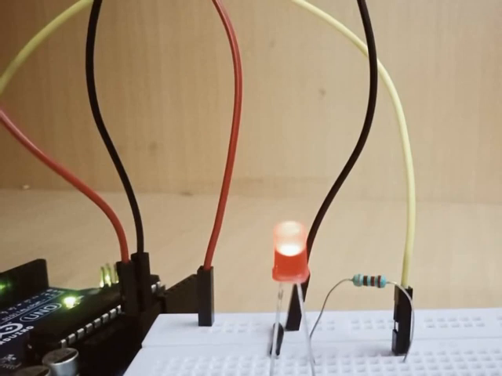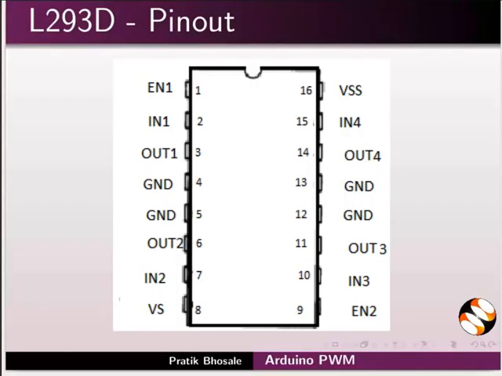Next, we will do an experiment to control the speed and direction of a DC motor. This is the pinout diagram of L293D motor driver IC. The speed of the motor is controlled by EN1 and EN2 of the IC. The direction of the motor is controlled by IN1, IN2, IN3, IN4 of the IC. We can control two motors at a time using this IC. In our experiment, we will connect only one DC motor.